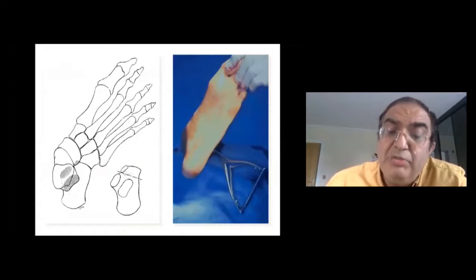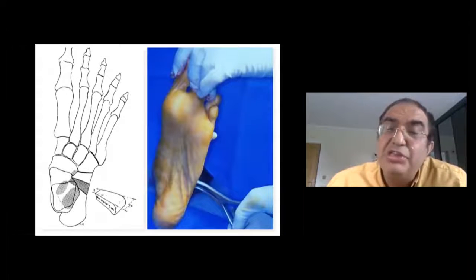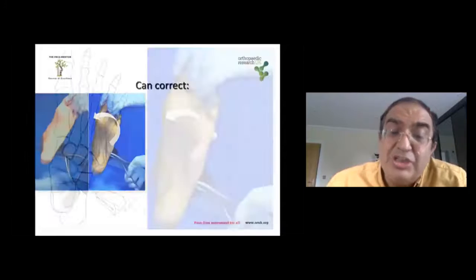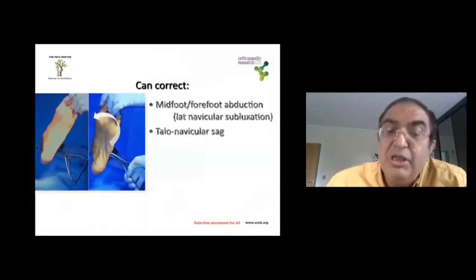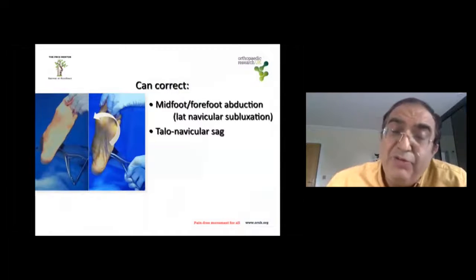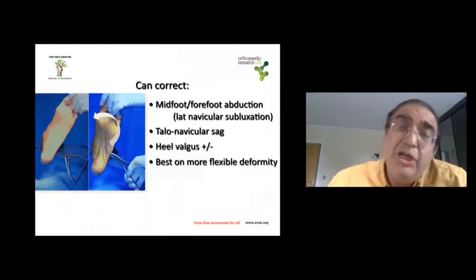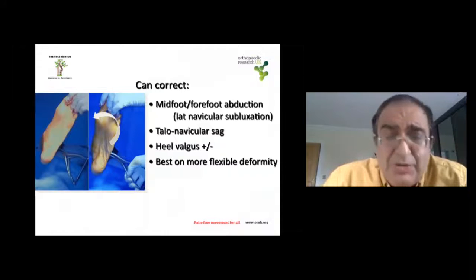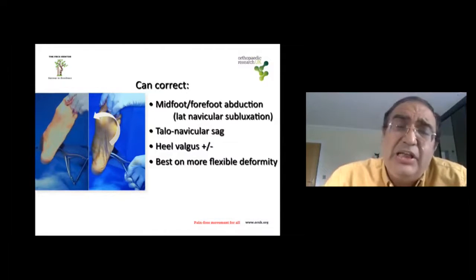We make an osteotomy of the calcaneum. We jack it open with the Hintermann retractor. And as you can see, as soon as you jack it open, you see how the foot straightens out, the arch comes back, and then you put a tricortical iliac crest graft, or nowadays you can even put these tantalum wedges to open the calcaneal osteotomy. So thus, it can correct your midfoot forefoot abduction, it can correct your talonavicular sag, and also it may even correct your heel valgus. If the heel valgus doesn't correct by this procedure, then you may have to do a calcaneal shift.